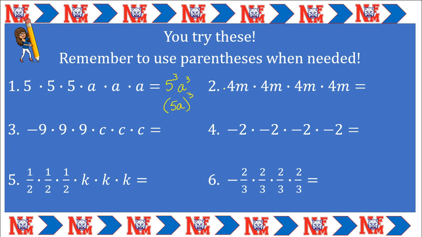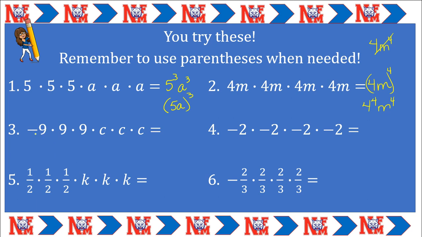Number 2, the same way. You can write 4m in parentheses to the fourth, or you can write it 4 to the fourth times m to the fourth. What we can't do is say 4m to the fourth with no parentheses. You can't write this. You either need parentheses or put a 4 here.